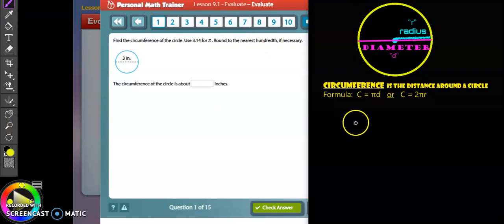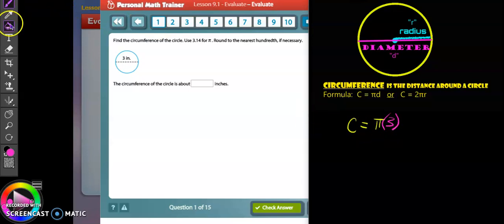Okay, so we're trying to find circumference. Circumference equals pi times your diameter, and they actually tell you what the diameter is here. It's 3, so we want to use 3. I'm going to put a 3 here. So I have to do 3 times pi. They said to use 3.14, so you may have to pull up a calculator to get that answer.